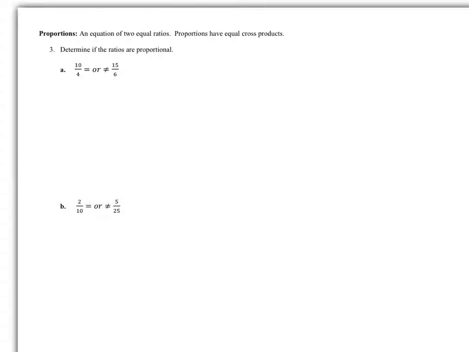And we can answer that question by taking the cross product, and what that means is to multiply 10 times 6 and 15 times 4, and determine if those two products are equal to each other. So we're really asking a question: are those two values equal to each other? 10 times 6 is 60, and 15 times 4 is also 60. So those two cross products are in fact equal. Okay, so that would then mean that 10/4 is equal to 15/6.